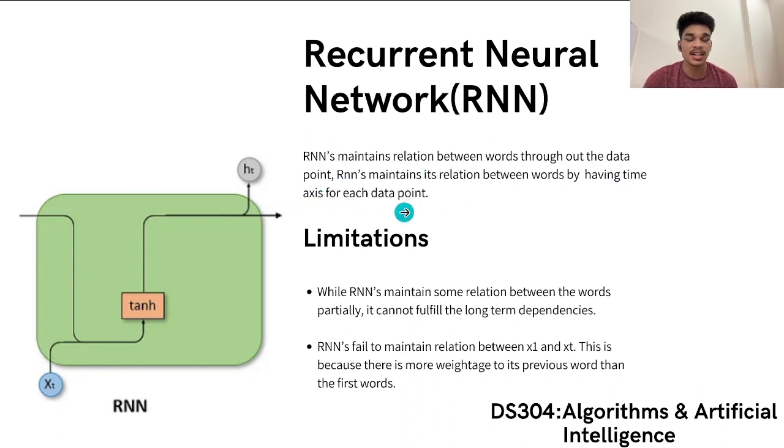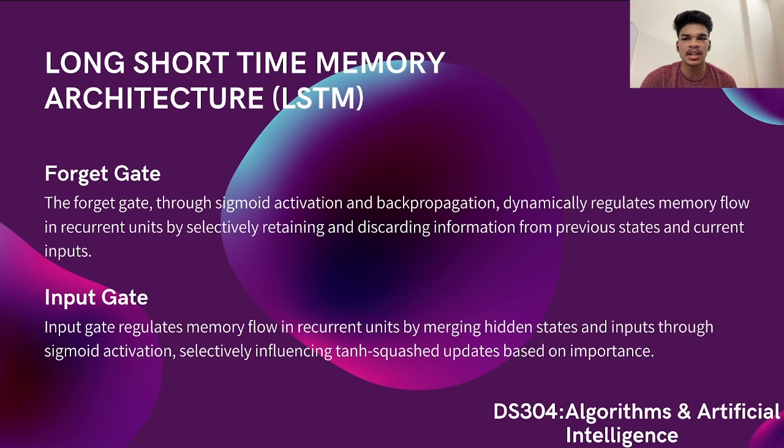The limitations of RNNs: while an RNN maintains some relation between the words through the data point, it cannot fulfill long-term dependencies. This is because there is more weightage to the previous word than to the first words. And to overcome this limitation, we have the long short-term memory architecture. In this long short-term memory architecture, we have three primary gates. The forget gate decides the amount of information from the previous state that should be passed to the next state and what should be thrown away.